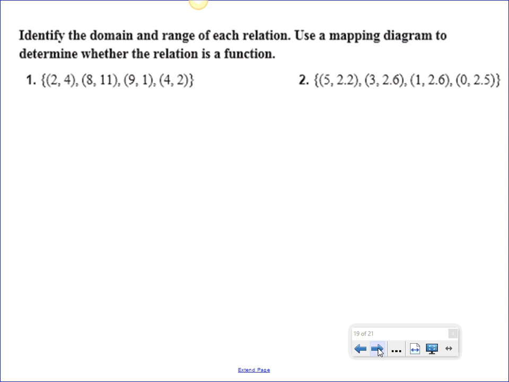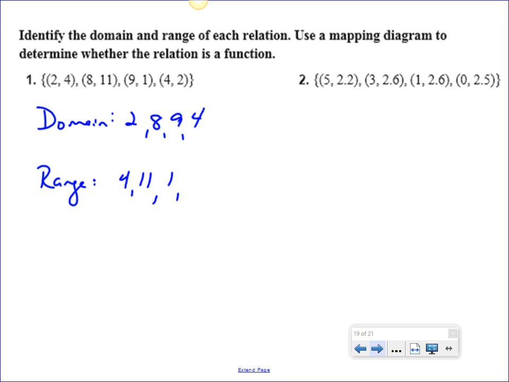Domain and range, we just got done doing that, determine whether it's a function or not. So you'd pick out the domain. It's 2, 8, 9, 4. The range is a 4, 11, 1, 2. If we wanted to know if it's a function or not, you could stack them up: 2, 4, 8, 11, 9, 1, 4, 2, and determine if you got any cheaters. And you don't, so this is a function. Okay, you could do the same thing for the next one as well.